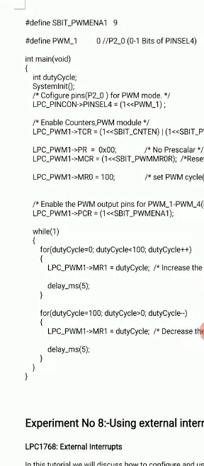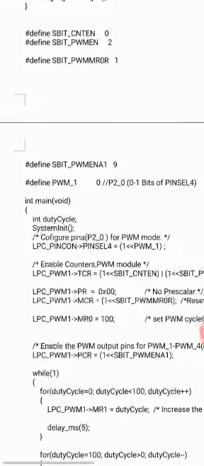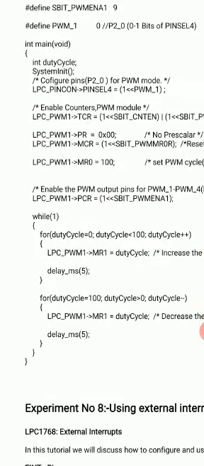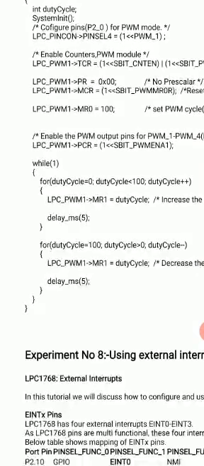So the LPC_PWM1 PCR register is equal to 1 shifted by PWM enable 1 time, which is nothing but the 9th bit. So 1 is moved to the 9th position. So they are enabling the first channel. Now next comes generating the PWM signal in an infinite loop.